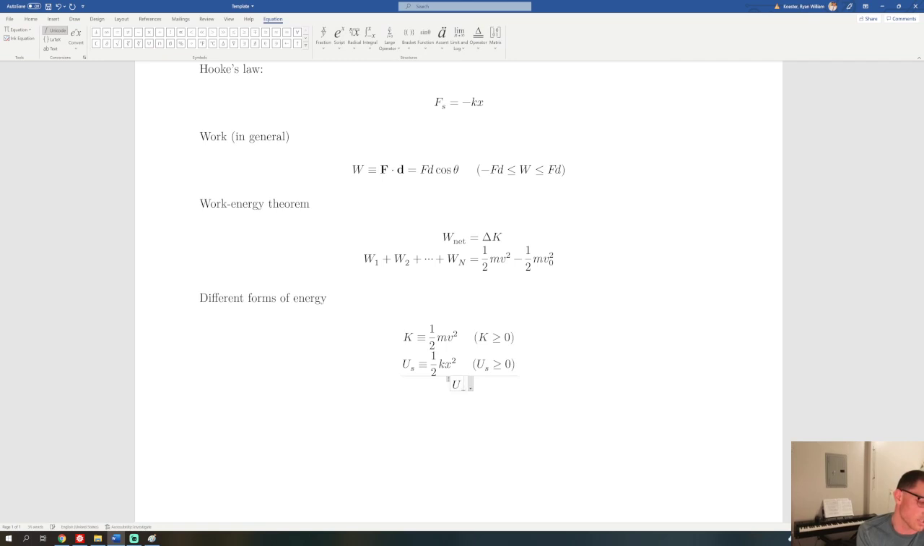And then we'll talk about the gravitational potential energy. This is going to be mgy, where y is the vertical position of your object. I'm just going to say that it can be negative, 0, or positive, because the first thing you want to do, let me put this in words actually.